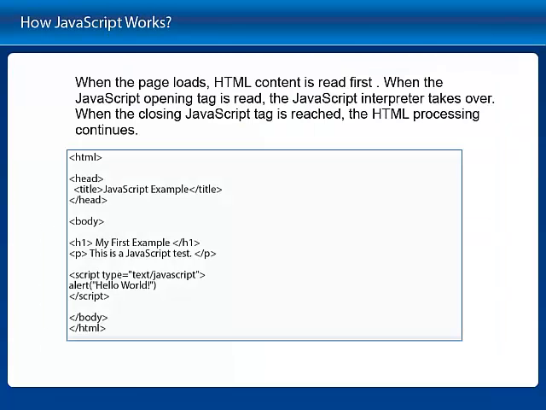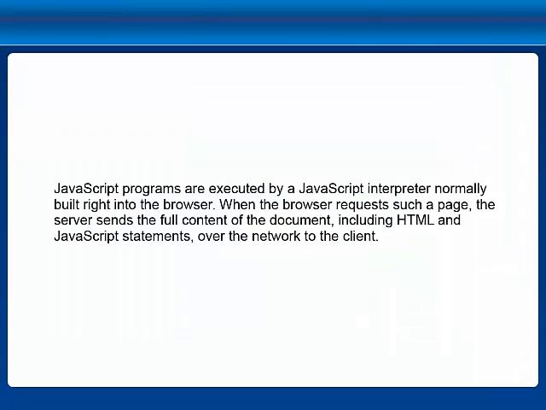When the page loads, HTML content is read first. Then the JavaScript opening tag is read, and the JavaScript interpreter takes over. When the closing JavaScript tag is reached, the HTML processing continues. JavaScript programs are executed by a JavaScript interpreter, normally built right into the browser. When the browser requests such a page, the server sends the full content of the document, including HTML and JavaScript statements, over the network to the client.